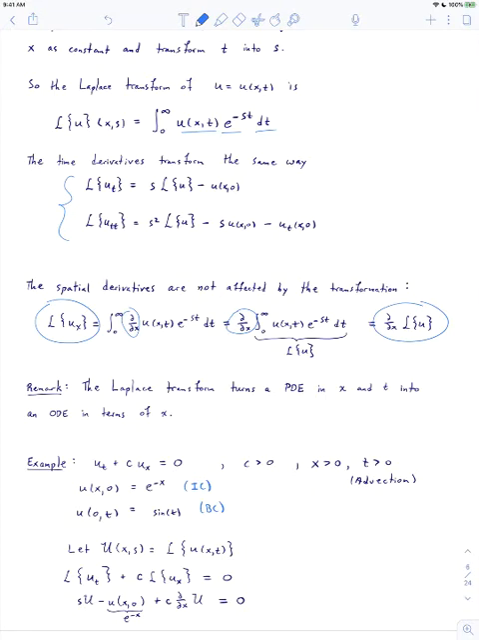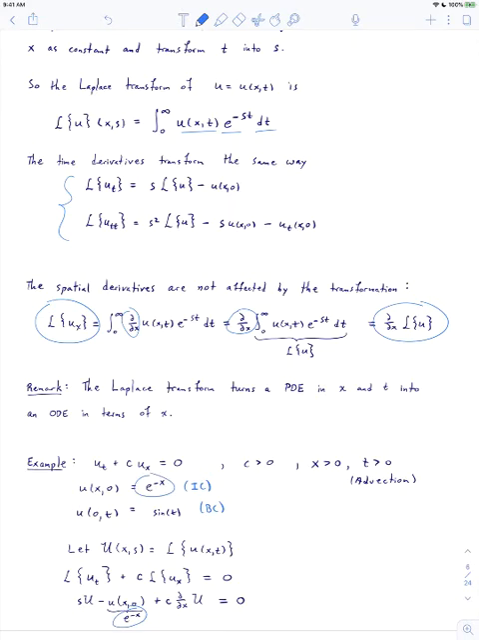So the Laplace transform on the left side is the Laplace transform of u partial t plus c times the Laplace transform of u partial x. And that's going to equal the Laplace transform of 0, which is just 0. Okay, so the Laplace transform of u sub t, we have that right here. That's this one. So that's s times the Laplace transform of u. So that's s times capital U minus the initial condition, minus u at x comma 0, which is e to the minus x.